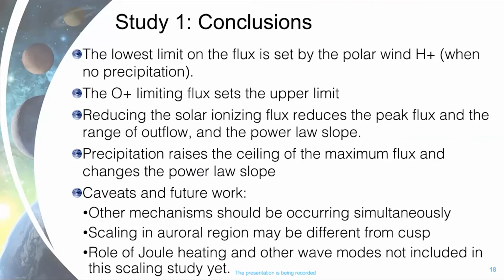And there are some caveats, of course. There are other mechanisms that are occurring at the same time. We're not including Joule heating in this, for example, or other wave modes. On the night side, the scaling relationship could be different, especially if you're considering a field line that's entering the auroral region. You're going to have a very different initial condition than a field line entering the cusp, and very different precipitation characteristics. So this is a study that's done specifically for the cusp, but you could have a different set of relationships for night side type outflow.